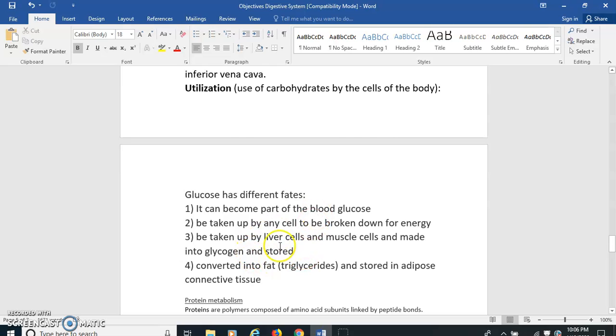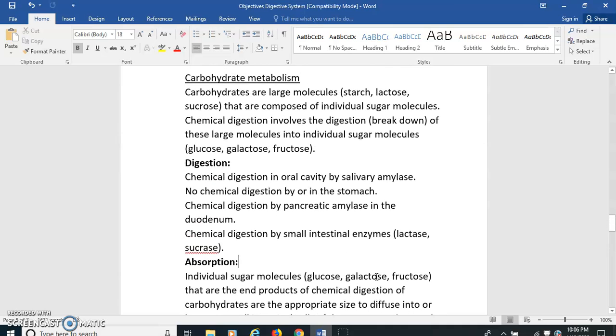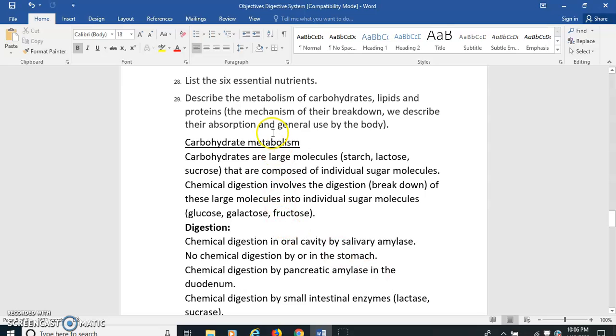Or one of those hepatocytes, or even muscle cells, may take up that glucose and convert it into glycogen, which is the storage form of glucose, and then just store it in the cells. And then the other fate of glucose, if we have too much glucose, and we already have glycogen stores full, we don't need any for ourselves, then it'll be converted into fat, specifically triglycerides, and then it'll be stored in our adipose tissue. So that is the carbohydrate metabolism that goes on within our bodies.